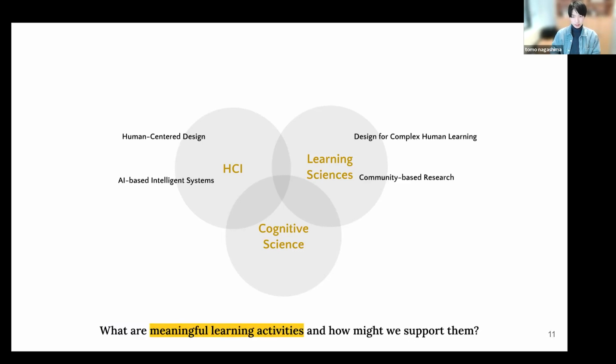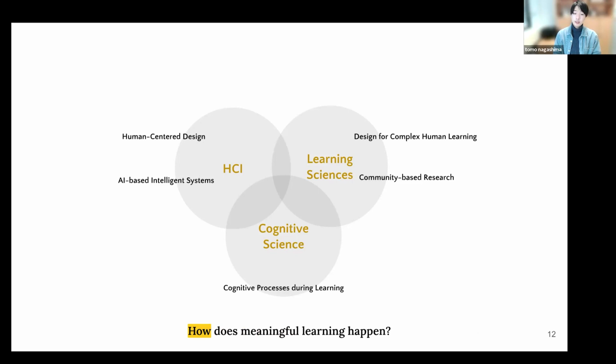And as a learning scientist, I also try to understand what is meaningful for human learning and understand how complex it is to understand and support human learning. So I again take this community-based research activity to work with school teachers and students and parents to understand and support human learning activities.